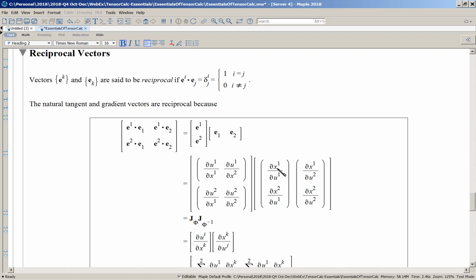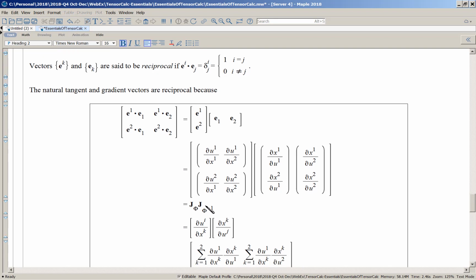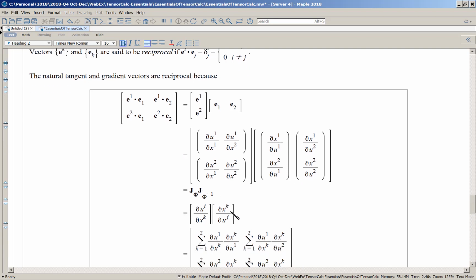Differentiate R, the position vector, with respect to the same variable, U1. It's a tangent vector to that coordinate curve. Differentiate R with respect to the other independent variable. You get a tangent vector along the second coordinate curve. These two columns constitute the columns of J phi inverse. If you want to write these things compactly, you can write them compactly.